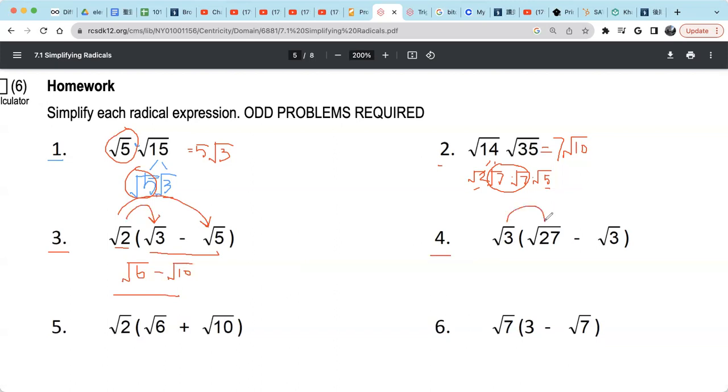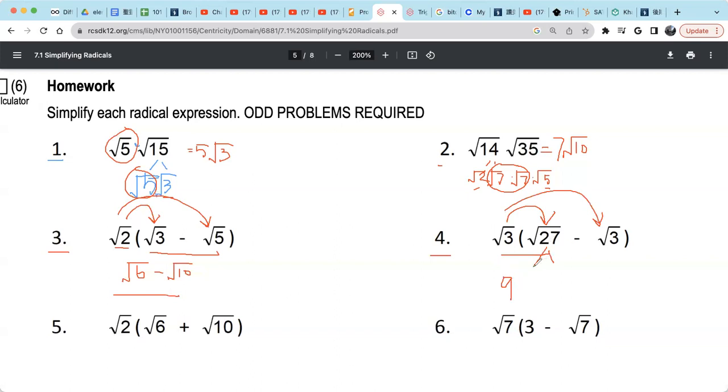We need to distribute square root of 3 to square root of 27. Also, we need to multiply square root of 3 with square root of 3. So multiply those two inside the radicals, we can multiply 3 with 27, that's 81. Square root of 81 is 9. And so this is just one way.